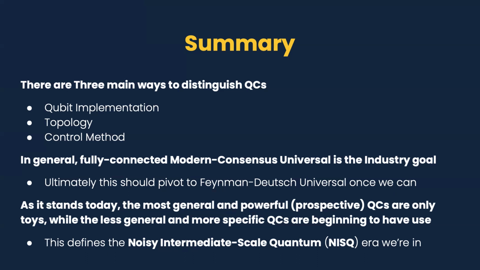And as it stands today, the most general and powerful, which is the prospective powerful quantum computers, are just toys. So Google's and IBM's are really kind of just toys. While the less general and more specific quantum computers, like D-Wave's, are beginning to have use. People are actually doing real research, real work using them. And this is sort of what defines the noisy intermediate scale quantum, or NISQ, era that we're in. So if you've ever heard anybody use the term NISQ, that's what it means. And all it's basically saying is that things are cool, but they're still not particularly that useful.